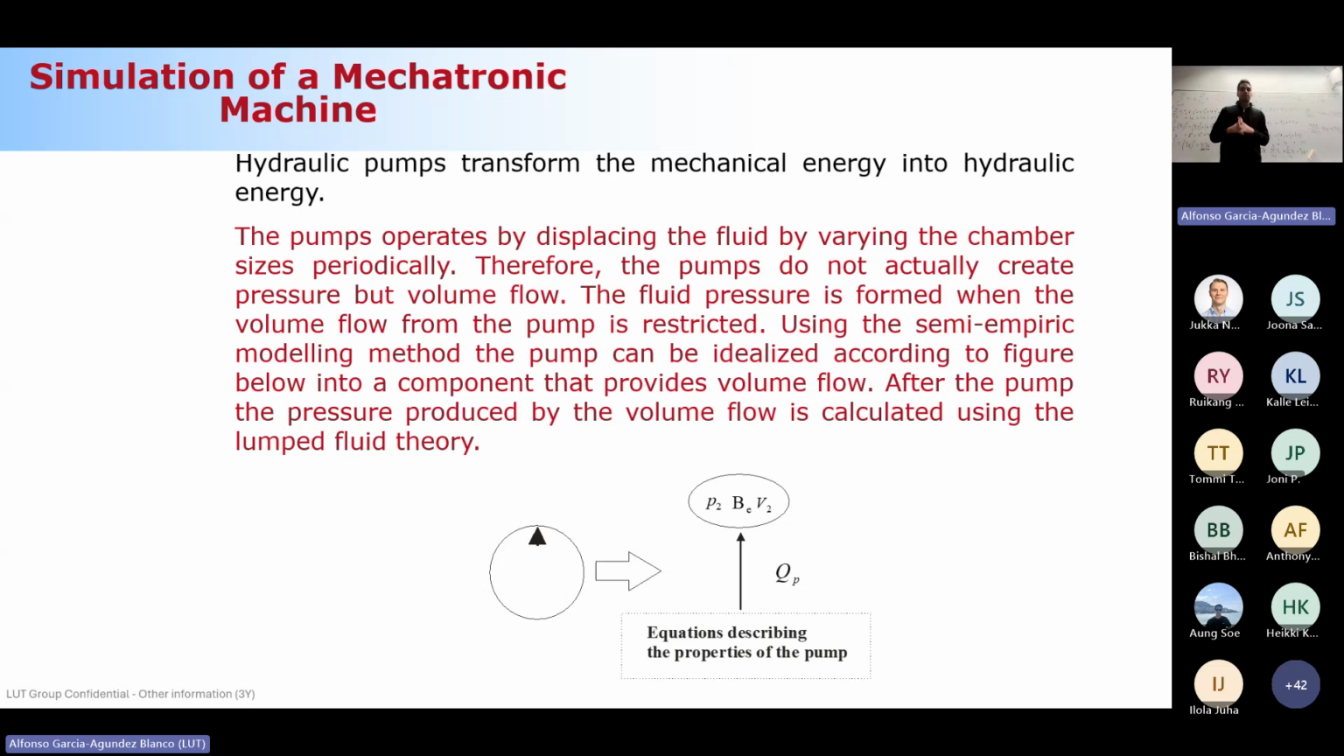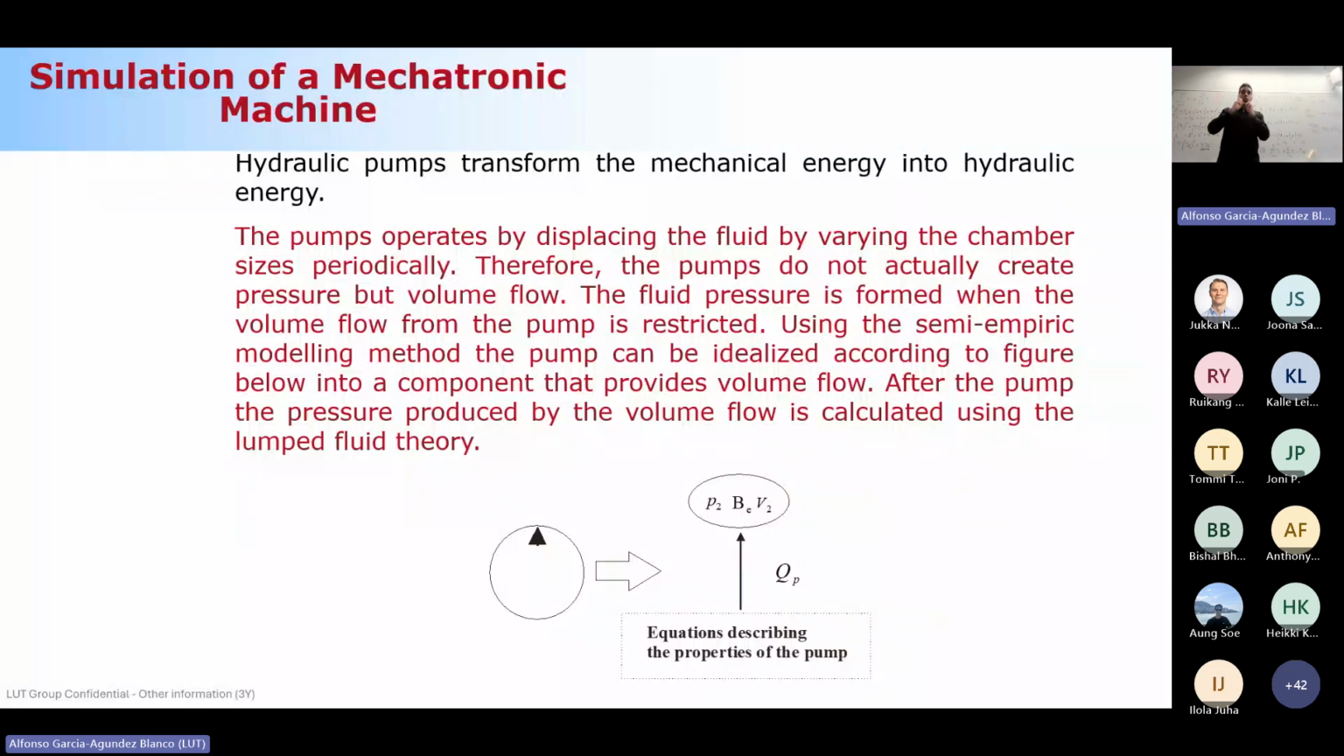The idea here is that the pump transforms mechanical energy into hydraulic energy, and how does it operate, okay? So basically, maybe if I ask you what a pump does, you might reply, well, the pump provides pressurized fluid, fluid that has a higher pressure, into the hydraulic circuit. Well, that would be correct, but in more detail, the real function of the pump is displacing the fluid by varying the chamber inside, okay?